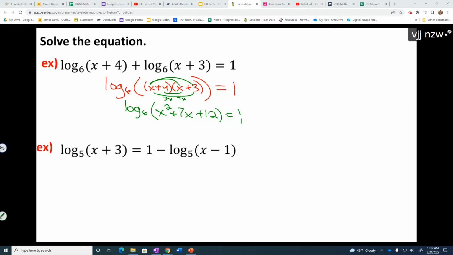Okay, now at this step, a lot of people have been just setting these two things equal, ignoring this. You can't do that though. You have to take this base, raise it to this power, so 6 to the power of 1 equals all of this stuff inside: x squared plus 7x plus 12.